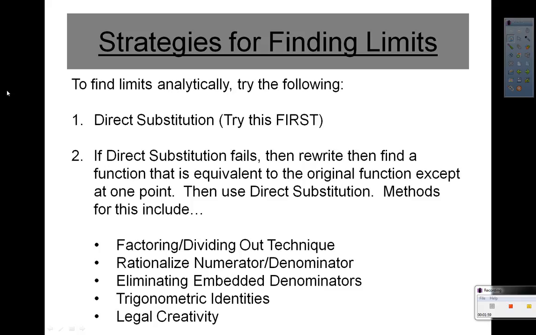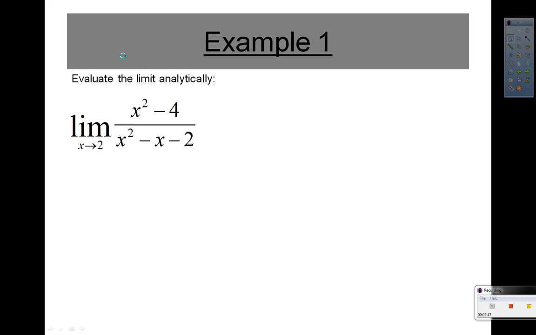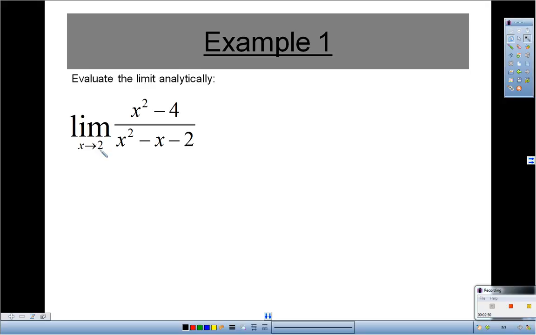Alright, so let's take a look at this example that's similar to the one we just saw. If I try to do direct substitution, I would end up getting 0 over 0. So we can't just do direct substitution first here. We're going to have to rewrite this with an equivalent expression. The first thing I notice up top is that this is a difference of two squares, x squared minus 4. So I'm going to rewrite that as x plus 2 times x minus 2. And I'm going to go ahead and write the limit as x approaches 2.